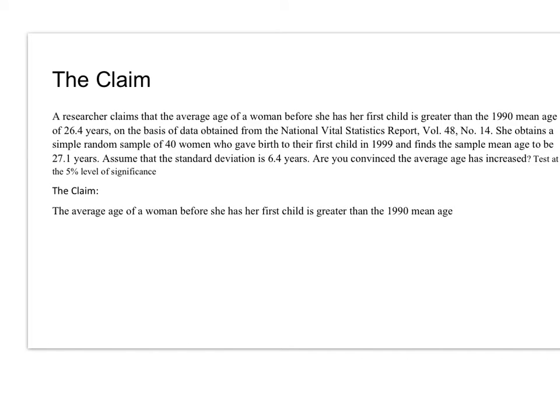Now, some things to remember: the textbook we're using this semester talks about what your random variable is. Well, the random variable is the average age of women before she has her first child. So the age of first birth for these mothers is the parameter, and the claim is that we think it's increased. And what's the random variable? Well, the random variable is the average of 40 women. Not a single woman, but the average of the sample of 40.